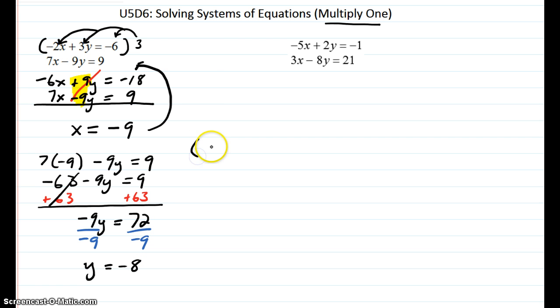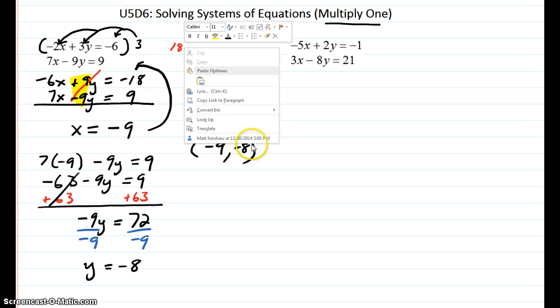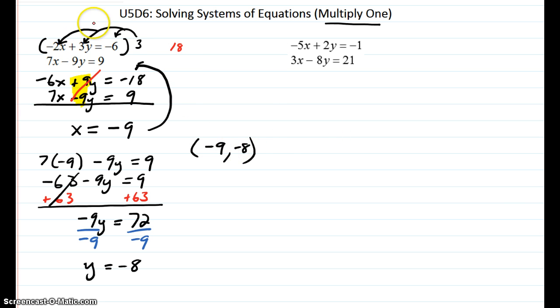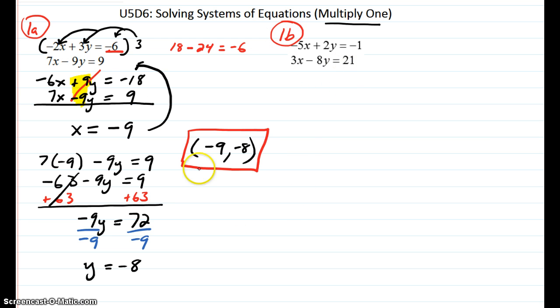So my point of intersection is negative 9, negative 8. If you want to make sure you're right, you take that negative 9, you plug it into the top. So negative 9 times negative 2 gives me 18. The negative 8 times 3 gives me minus 24. And 18 minus 24 does equal negative 6. So it does work. So our answer here is negative 9, negative 8. So we'll call this one 1A. I want you to try 1B on your own. Make sure you have all the work shown in your notes.